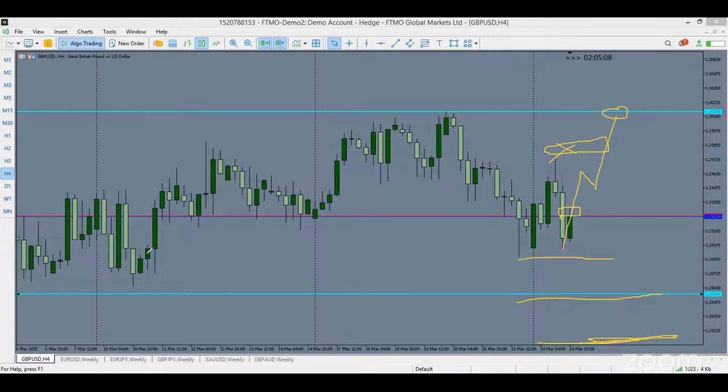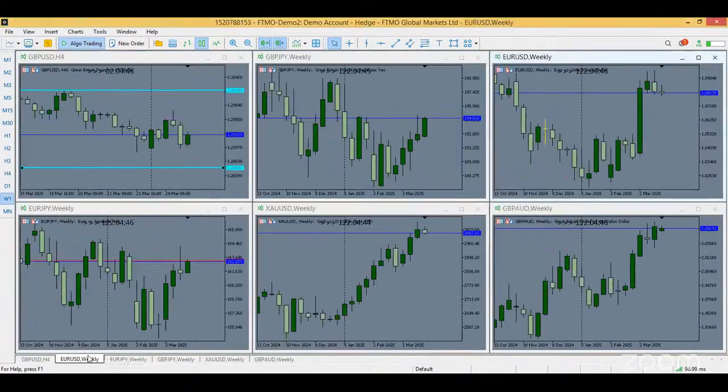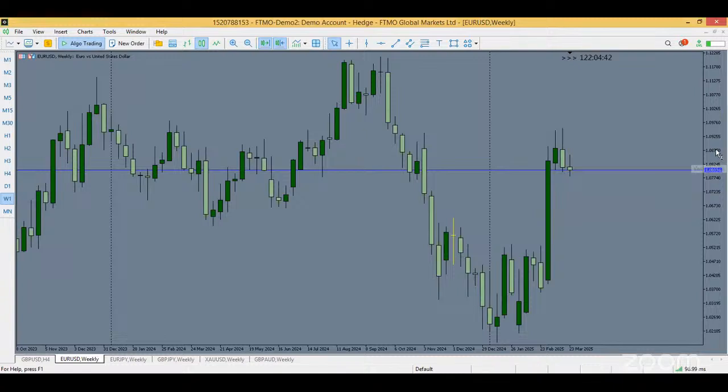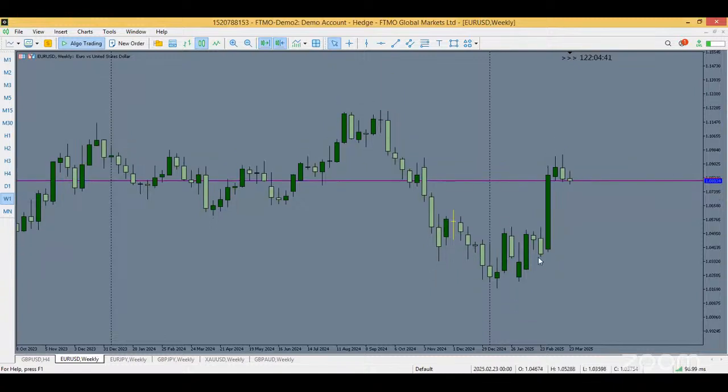Right. Okay. So remember, we're always trading over a series of trades. We're not looking at just one trade. We're looking at it over a series of trades, over a series of setups. Okay, we're not just taking one trade. Okay, so that's the setup for Pound USD. Let's look at Euro USD. Okay, we'll just do the same thing as well.